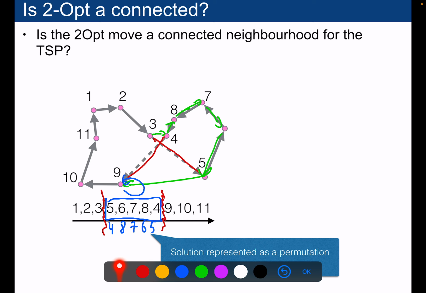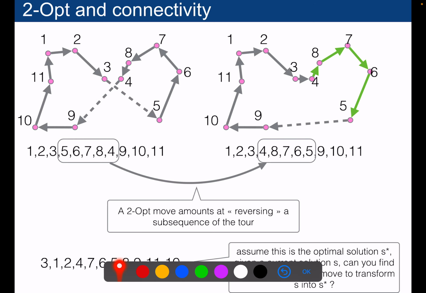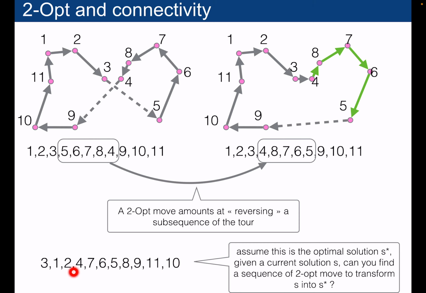So applying a 2-opt move is exactly the same as taking a subarray in the middle of the array in our representation of a circuit, and then you just flip it completely, this subarray. Once you have this representation and you know what the 2-opt move is doing, it's quite easy to answer this very important question of the connected neighborhood of 2-opt moves, right? Because assume that this is your best solution that you would like to reach. Is it possible, starting from this solution, to get closer to that one? Actually, yes, it's quite easy to reach it.